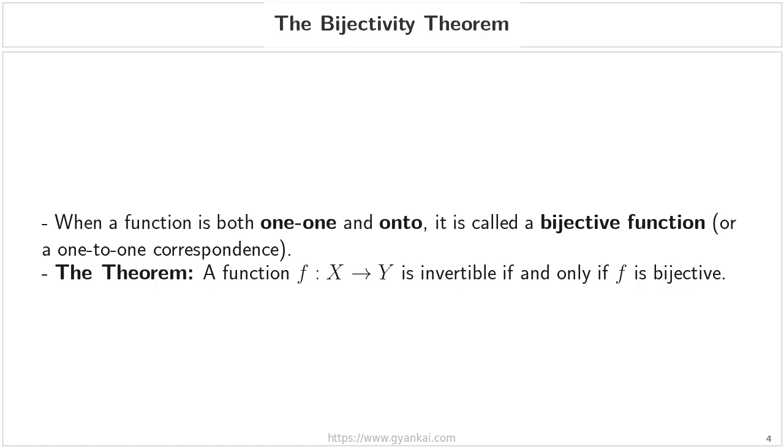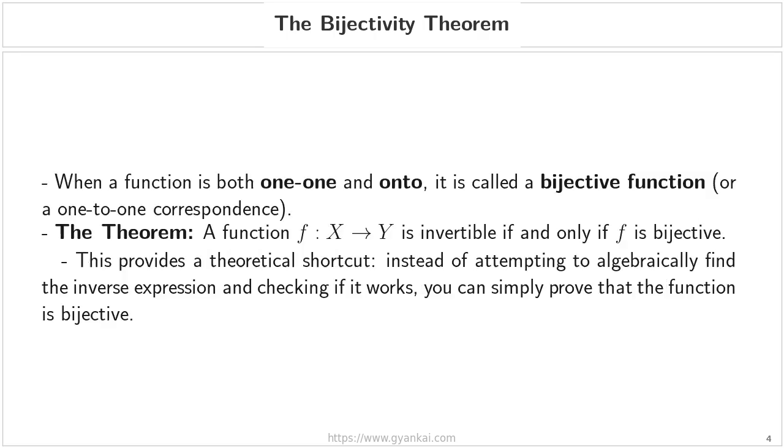The theorem states that a function f from set x to set y is invertible if and only if the function f is bijective. You might wonder why this is significant. This theorem provides us with a powerful theoretical shortcut. In many cases, attempting to algebraically derive the inverse expression and then verifying its validity can be a tedious and complex process.